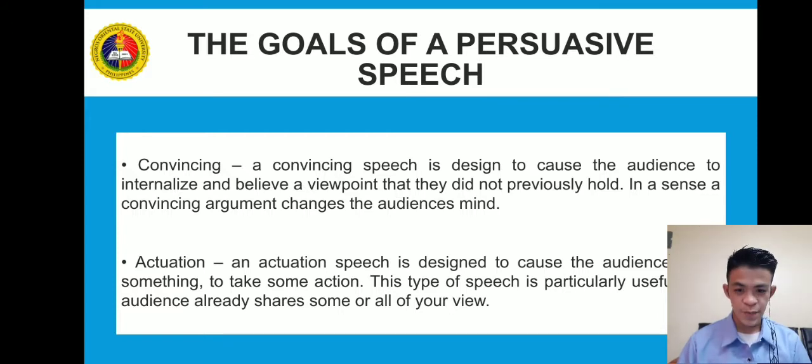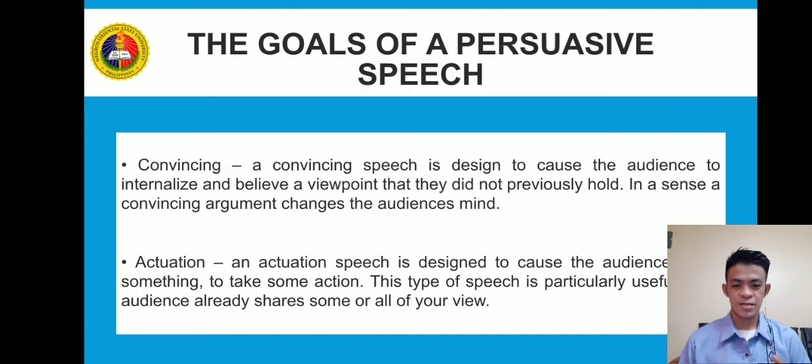Next is actuation. An actuation speech is designed to cause the audience to do something, to take some action. This type of speech is particularly useful if the audience already shares some or all of your view. So actuation, from the word to act.